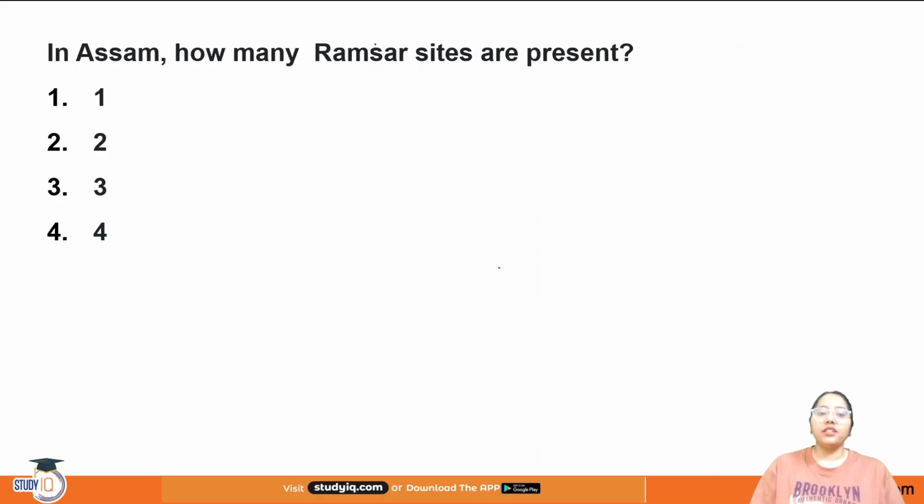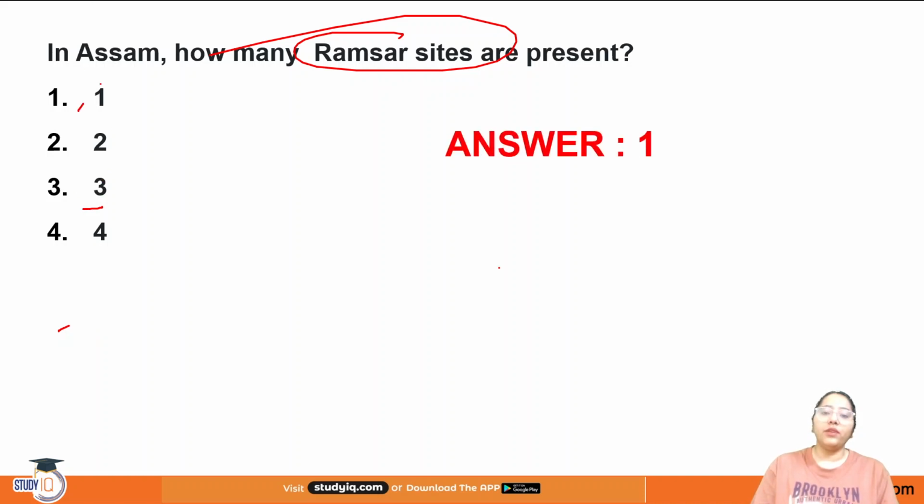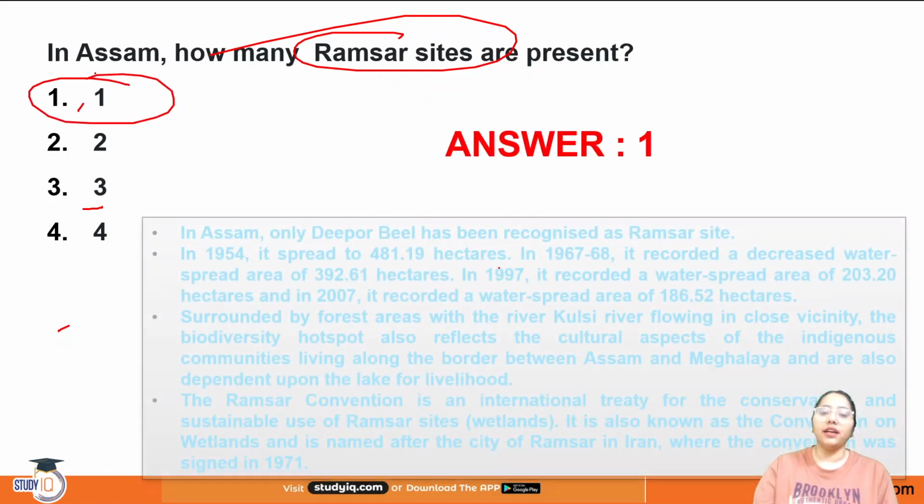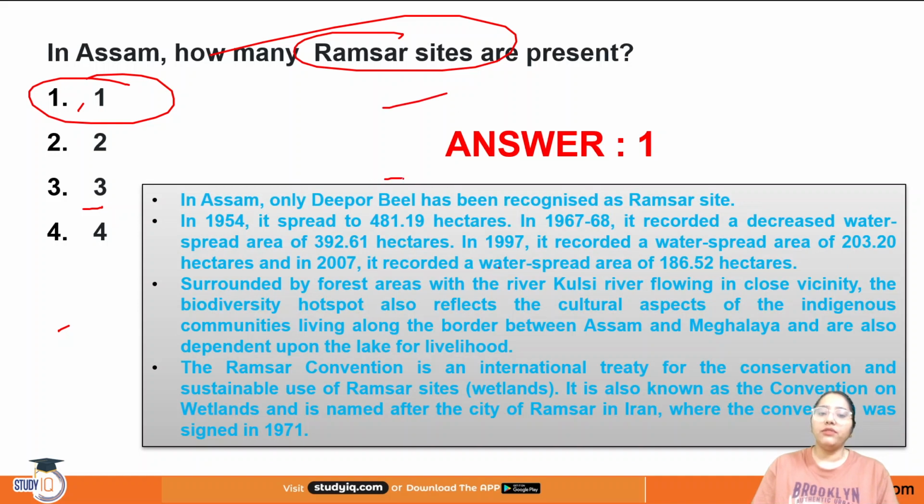Now, the next question is about the Ramsar sites of Assam. In Assam, how many Ramsar sites are present? Options are 1, 2, 3 or 4. The correct answer is only one Ramsar site in Assam. What is the name of that Ramsar site?